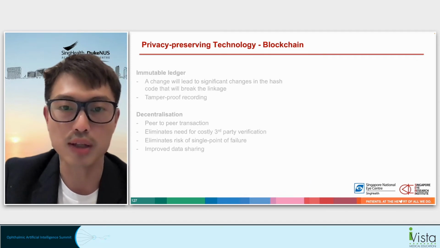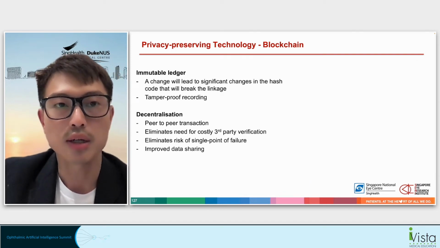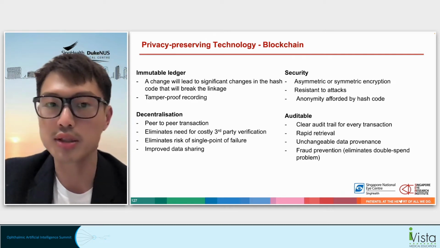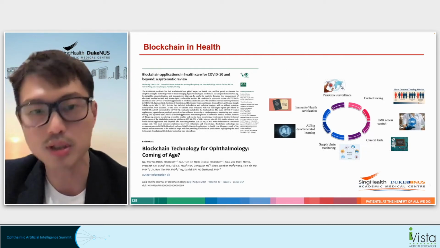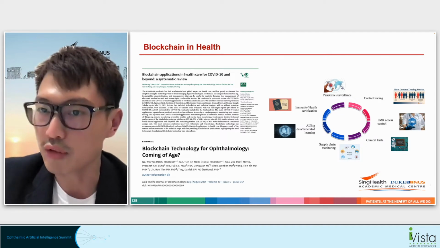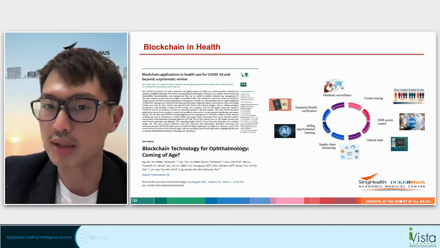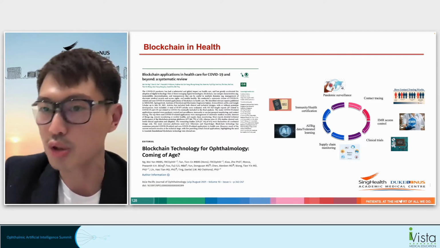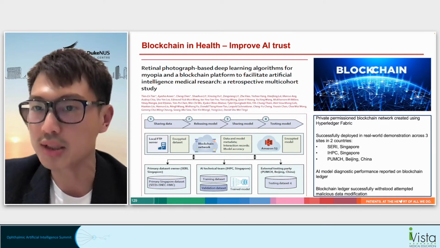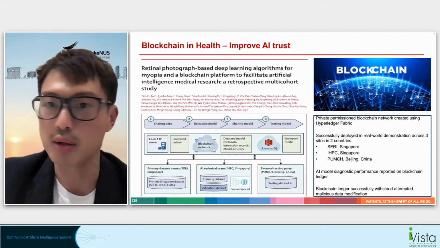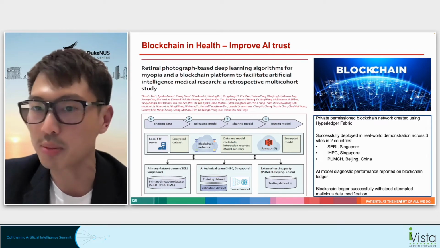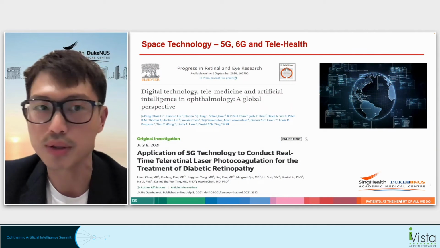If you look at the unique characteristics of blockchain, it is immutable, decentralized, secure, and auditable as well. Blockchain has been heavily adopted in the COVID setting, to look at vaccination status and COVID testing status, to make sure that the patient's identity is preserved. We have published a paper in The Lancet Digital Health, looking at how blockchain can be used to improve AI trust as well.